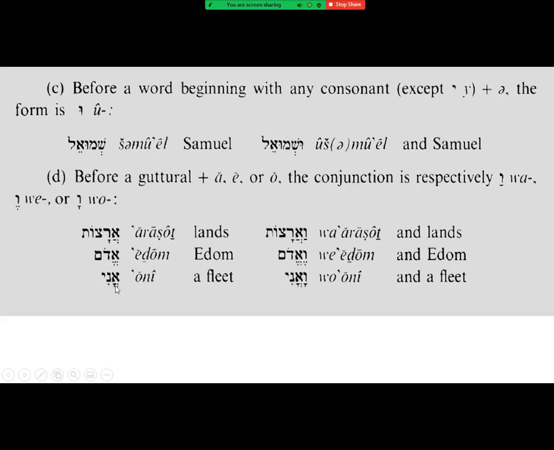Instead of oni, it becomes oni. Okay, there's not only o, but it's the same vowel twice. So in each one of these cases, if they start with a guttural and one of those vowels, you just double the vowel and put the vav with it. All right, that's enough for those.